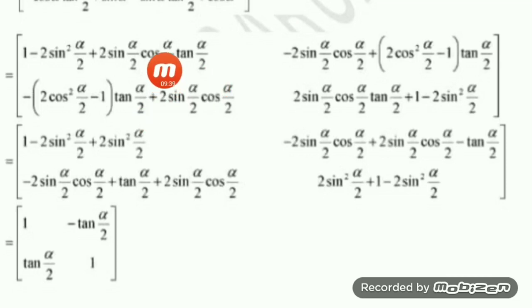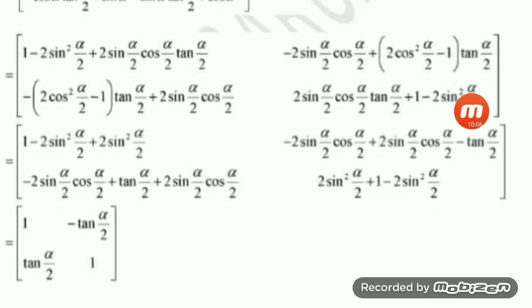So cos alpha by 2 and cos alpha by 2 will be cancelled out, and what is left? 2 sin square alpha by 2, and this 2 will be cancelled out. Similarly here also, when I multiply it by tan alpha by 2, first keep this one as it is, and after that, 2 I have just multiplied this result, 2 tan alpha by 2, and then here just keep it as it is, minus, and so on.